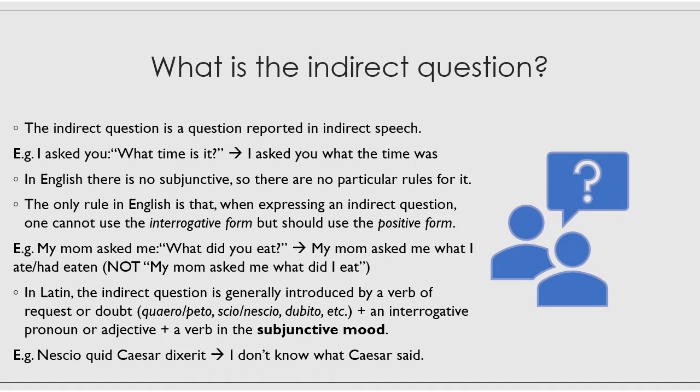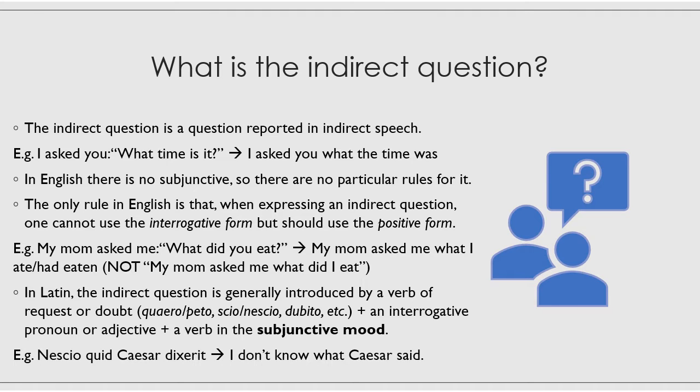The indirect question is simply a question which is reported in indirect speech. An example: I asked you, what time is it? This is a direct question. But if I were to report this question in indirect speech, it would be: I asked you what the time was. In English, of course, we do not have the subjunctive, so there are no particular rules for the indirect question. The only rule is that when you express it, you cannot use the interrogative form, but you should use the positive form.